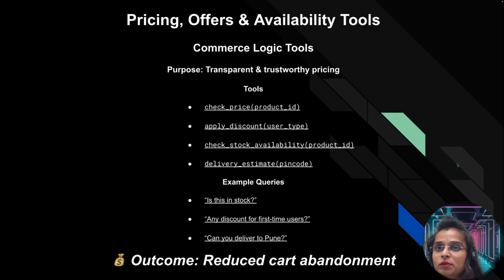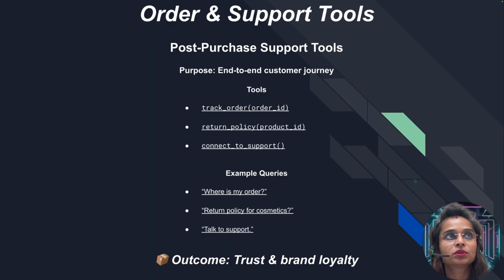Pricing, offers, and availability tools also can be incorporated, which will allow the customer to buy at a reduced cart abandonment. Okay, so order and support tools are also available. Like if you have to track your orders, connect to support, check return policies, and talk to support, things like that can also be done by incorporating this kind of tools.